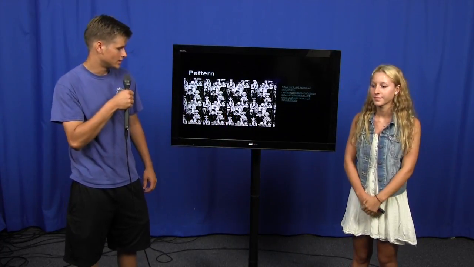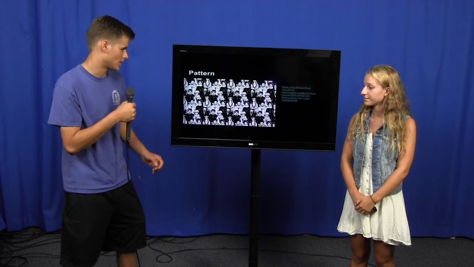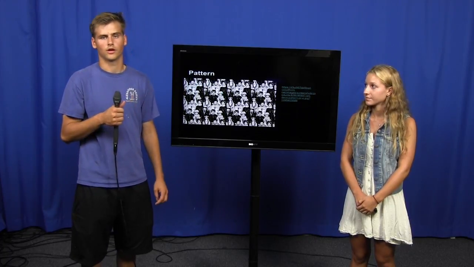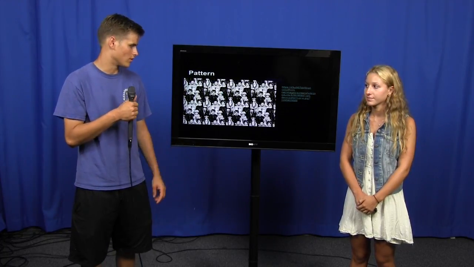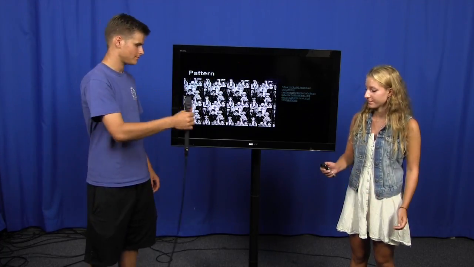Pattern's another pretty easy one to understand. Pattern can be in 2D art like this, just the same image repeated with other images in between. And in 3D art, it can be in just a certain form on a sculpture or a certain design.